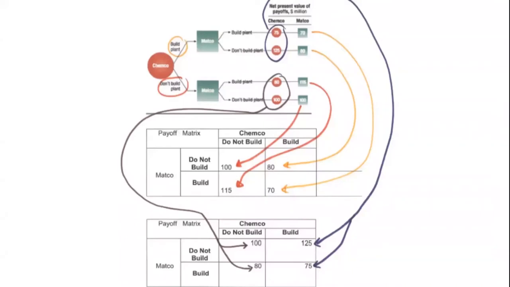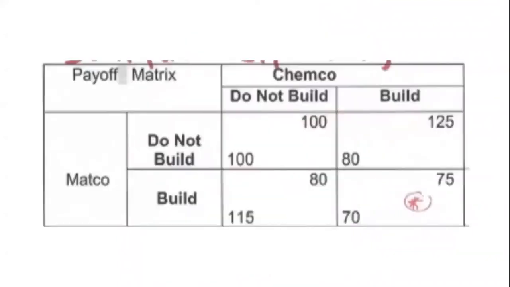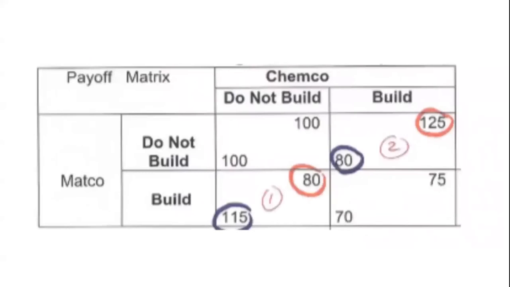So we have Matco's 4 numbers in the top payoff matrix and Chemco's numbers in the bottom payoff matrix. Obviously, the numbers have to come together in a single payoff matrix. And here are those 8 entries. I've gone ahead and circled the decisions by each firm and read in the first column.